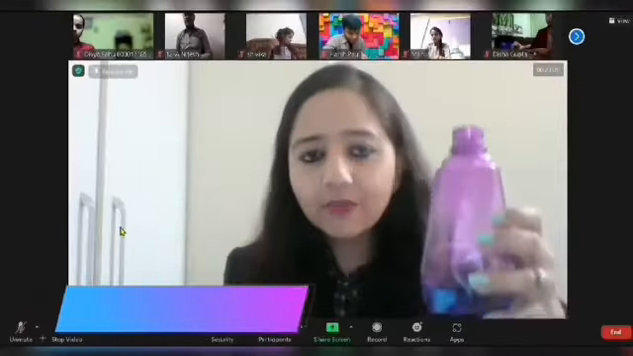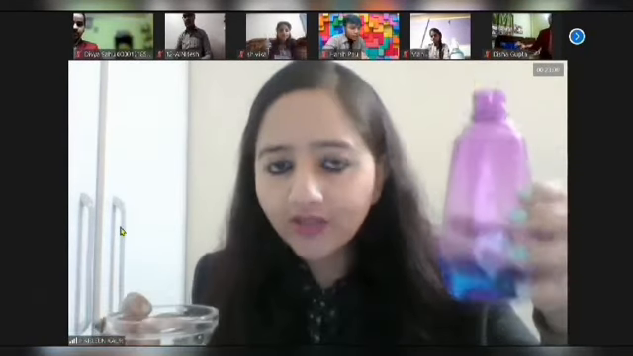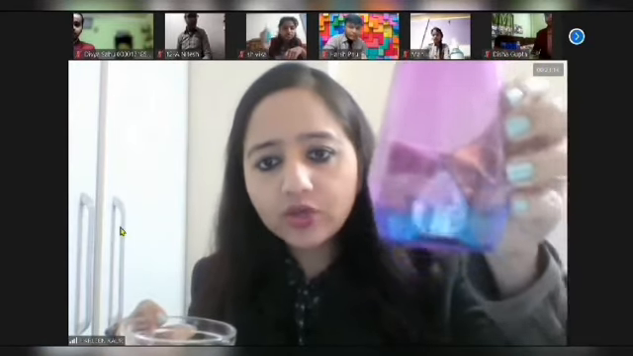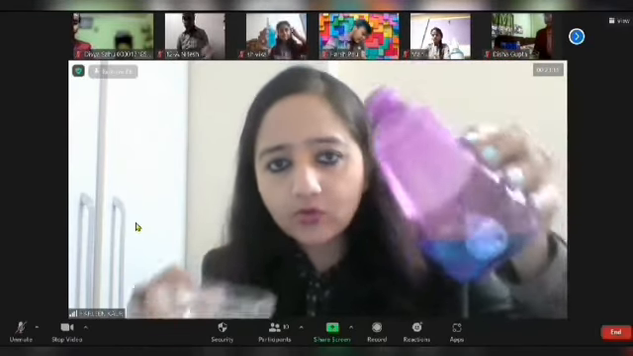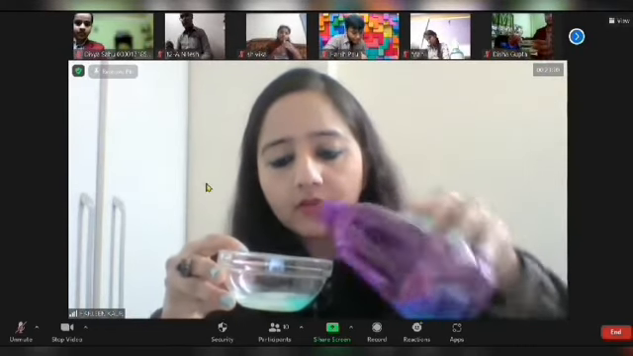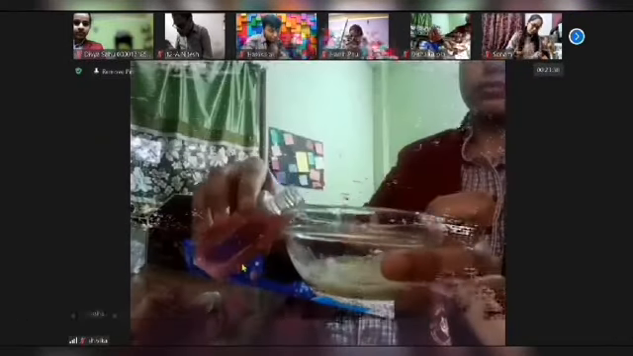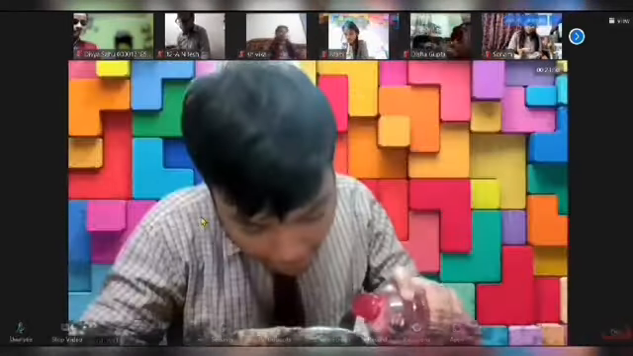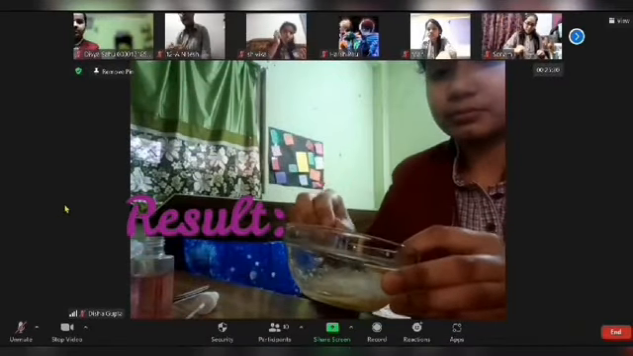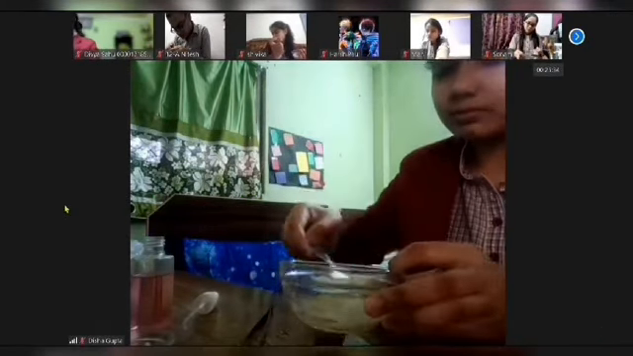Now the last step is adding chilled ethanol. We are at home, we don't have the ethanol, so I am using chilled sanitizer. This is the normal sanitizer which you are using during the pandemic times. I am adding the chilled sanitizer. The white precipitate can be clearly seen in the upper layer of alcohol. This is the genetic material of banana.